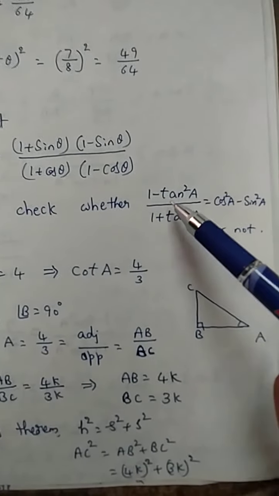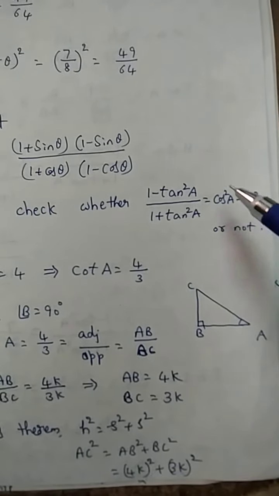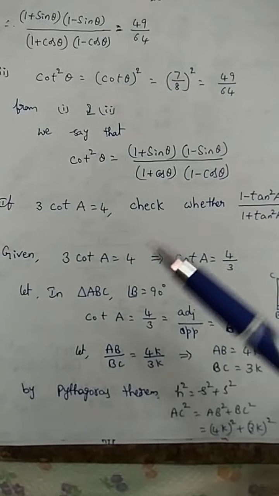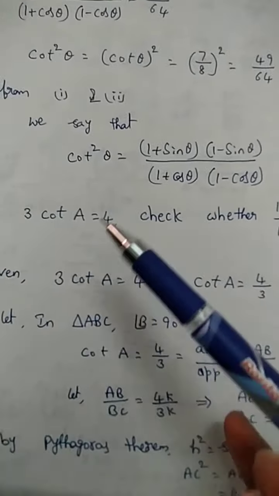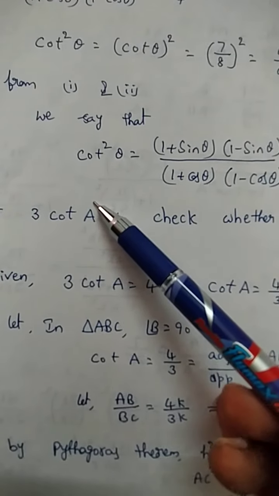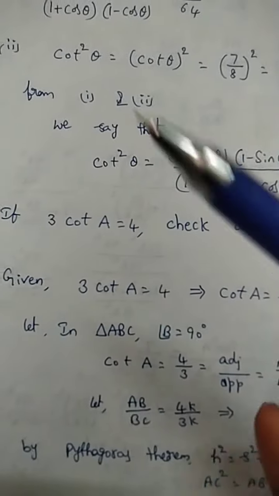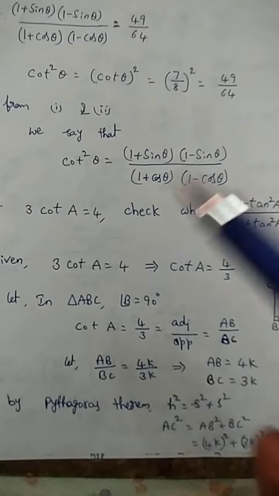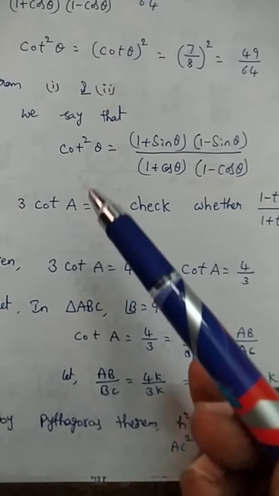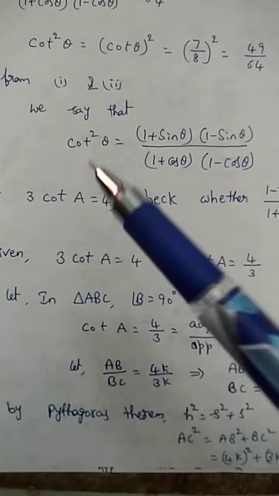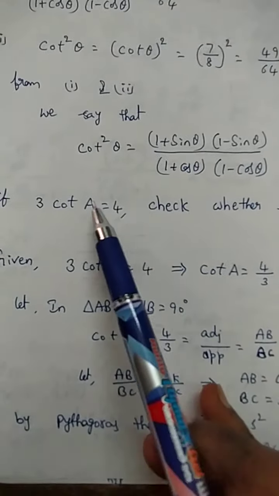Then check it: (1 minus tan square A) by (1 plus tan square A) is equal to cos square A minus sin square A or not. Okay, so based on that, one of the angles is given in a triangle. What is the name of the triangle? That is not mentioned. We can assume that since A is there, ABC is the triangle. You can observe right angle triangles only, but this measure is not the right angle. A is not the vertex of the right angle.